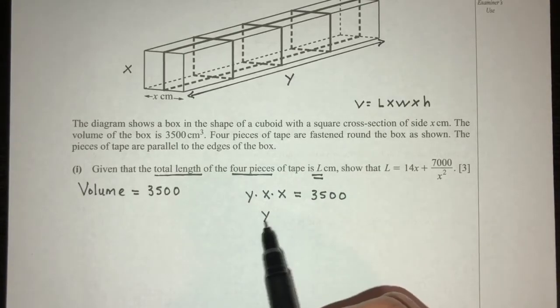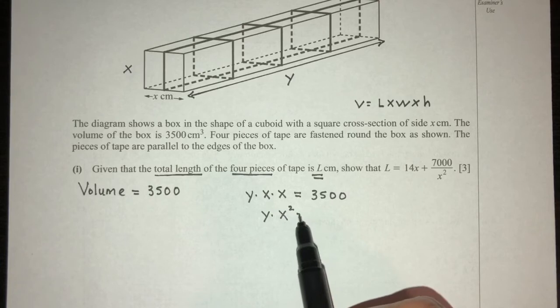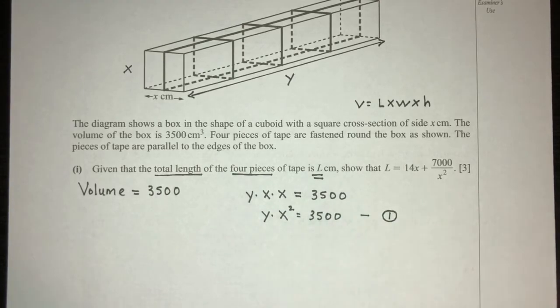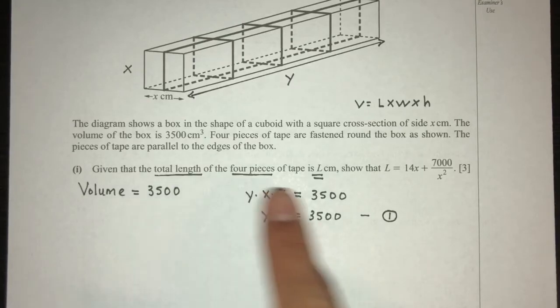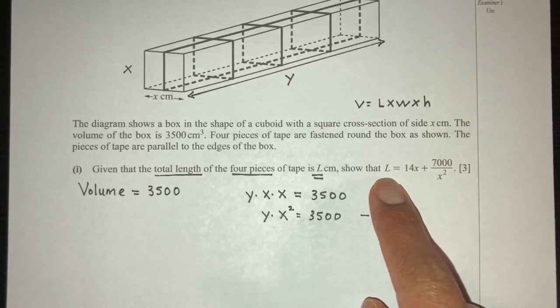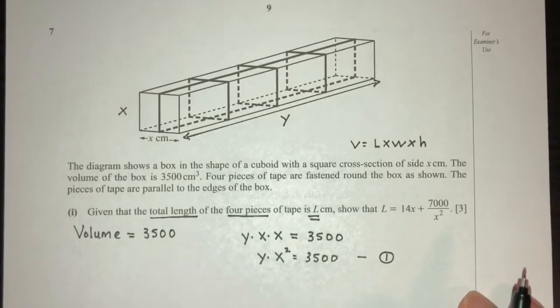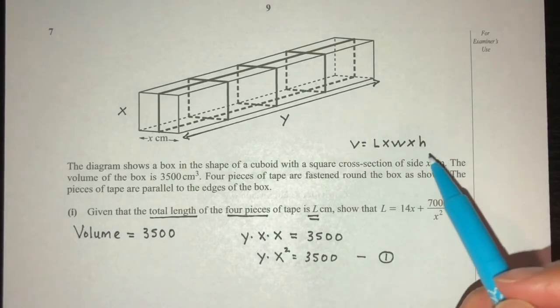That will be y times x squared equal to this much. So that is our first equation that we have derived. Now how would you find the length L of the strings? Okay. So by observation, what can you see? You can see that the length of the strings will be what?